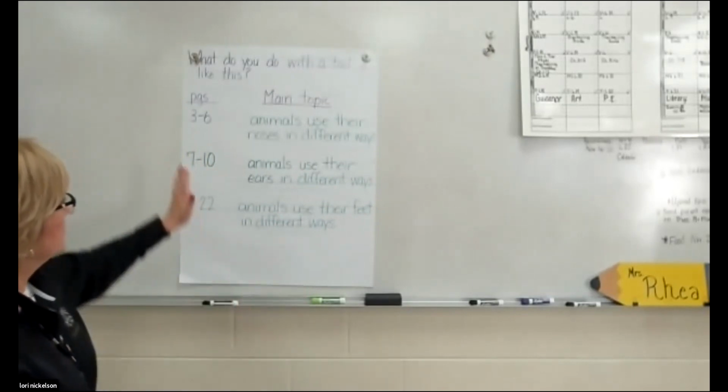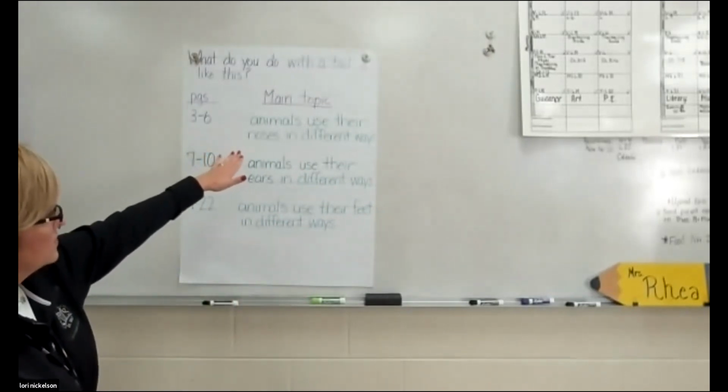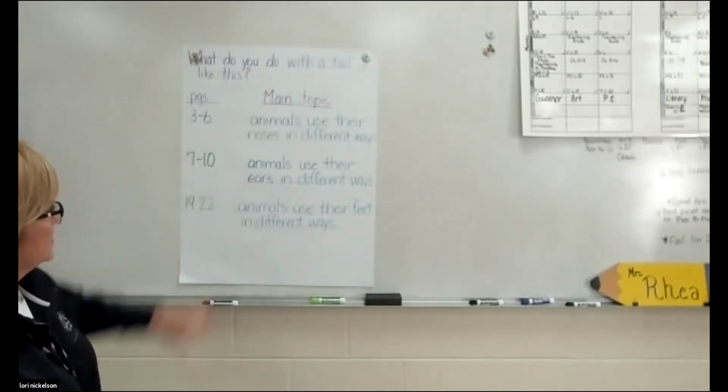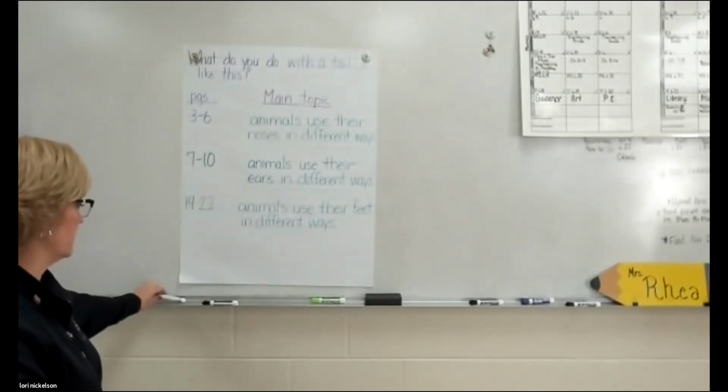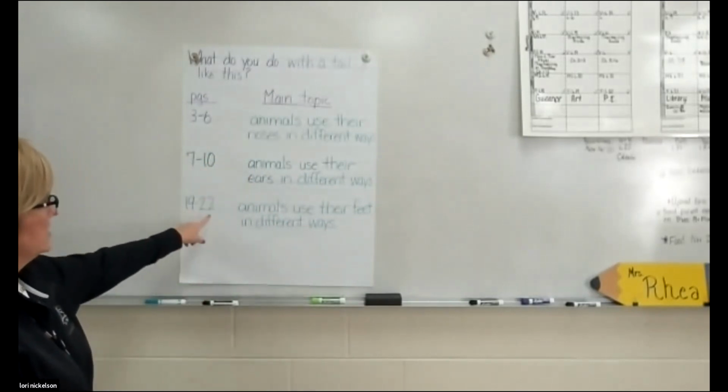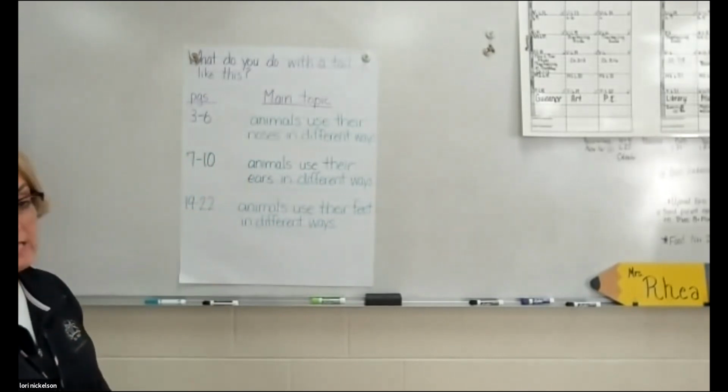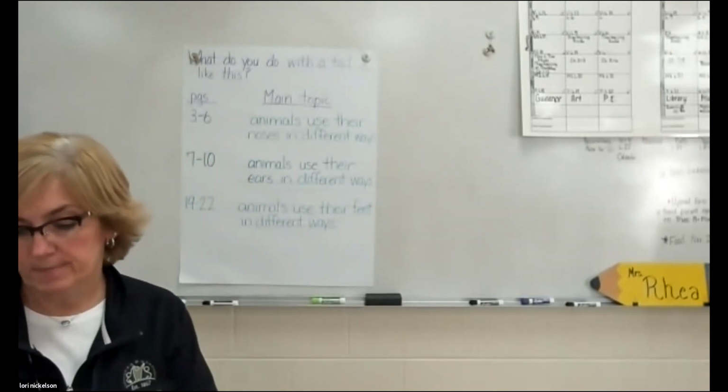On these pages, 3 through 6 is animals use their noses in different ways. On 7 through 10, it's animals use their ears in different ways. And pages 19 to 22, animals use their feet in different ways.